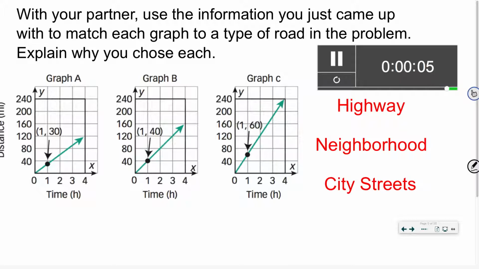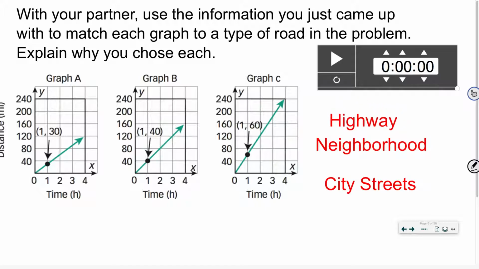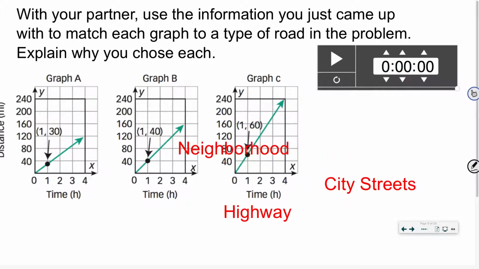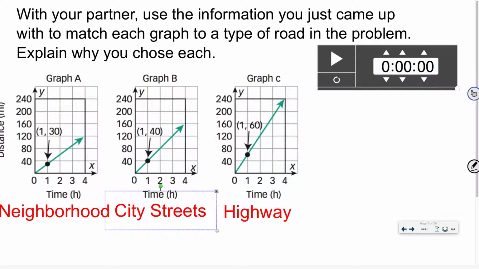So do we feel like we could sort these? Yeah. All right, who wants to give me one? I do. Jordan, give me one. Highway for C first. Okay, who else wants to? This is like Jeopardy, like highway for $300. Or like, neighborhood for graph A, and then do we think city streets for B? Yes. Yeah, that makes sense.